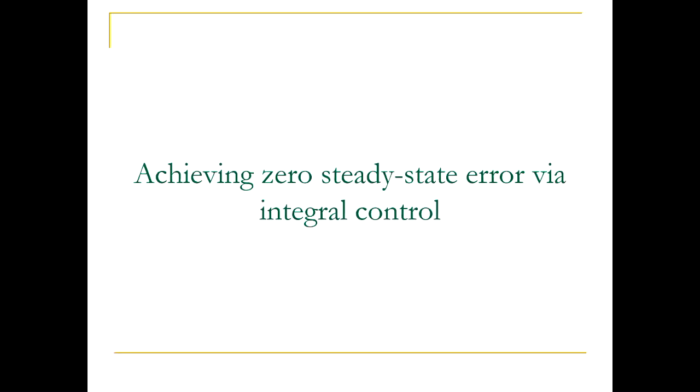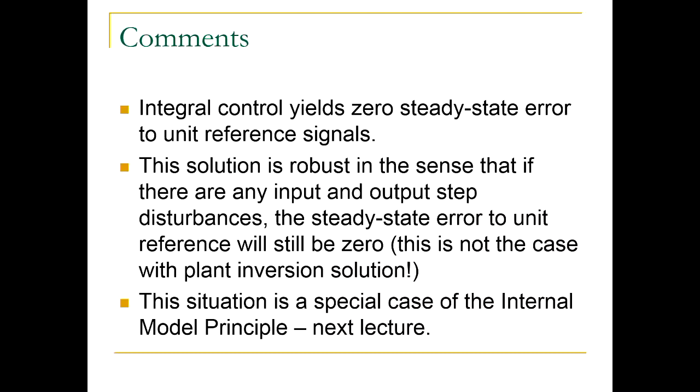All right, so let's learn a more powerful, more useful method for achieving zero steady state errors. So we will talk about integral control. We've already announced in previous lectures and saw some examples where integral control was shown to give us zero steady state error. Now we want to analyze it in a more general context. So you will see that integral control yields zero steady state error to unit reference signals. Now, I remind you that stability is an underlying assumption for the whole lecture. So the controller was chosen so that all sensitivity functions are stable.